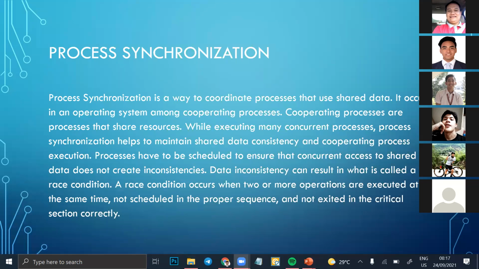The process of synchronization is a way to coordinate processes that use shared data. It occurs in an operating system among cooperating processes. Cooperating processes are processes that share resources. While executing many concurrent processes, synchronization helps to maintain shared data consistency and cooperating process execution. Processes have to be scheduled to ensure that concurrent processes sharing data do not create inconsistencies. Data inconsistency can result in what is called a race condition. A race condition occurs when two or more operations are executed at the same time, not scheduled in proper sequence, or not executed in the critical section correctly.